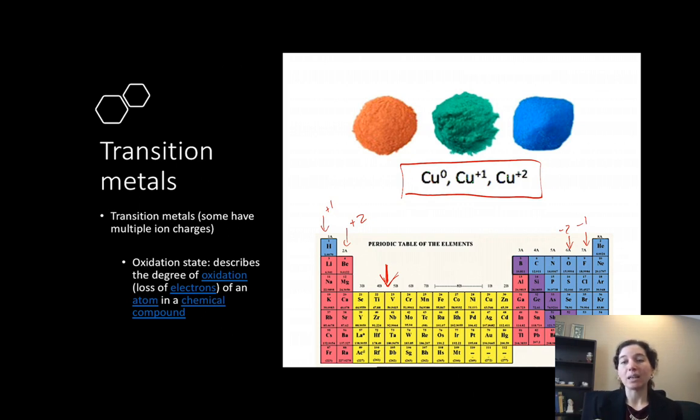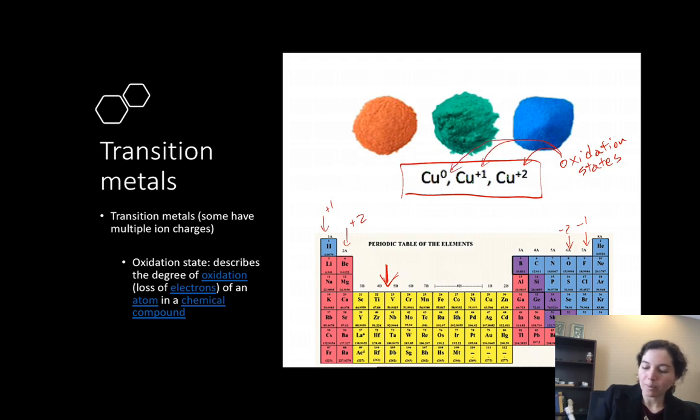They actually look different, they react differently as well. So this is what we call an oxidation state. These different numbers here. It describes the degree of oxidation, which is loss of electrons. Remember, in order to get a positive charge, we've got to get rid of some of our negative charges. That's how these things do this. So it describes the degree of oxidation of an atom in a chemical compound. So you might hear me refer to these numbers as oxidation states when there are multiple ones, or maybe oxidation numbers.